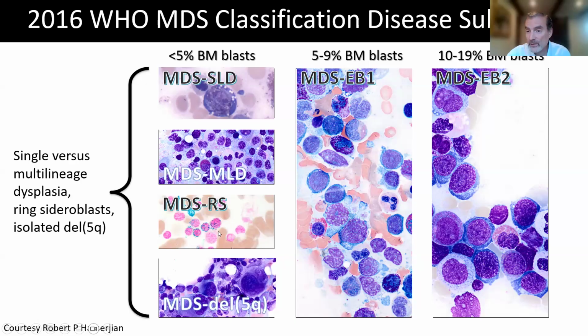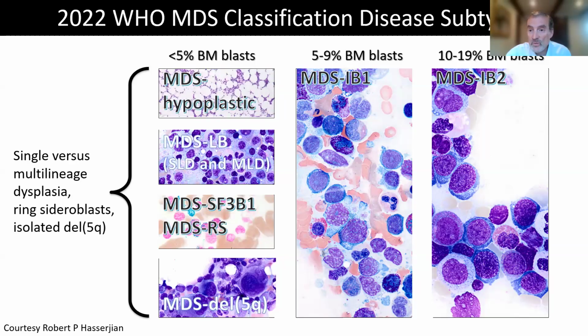Those are deposition of iron around the nucleus of the cells that indicates a very particular type of MDS. And then there was a type of MDS where they had deletions of chromosome 5, specifically the Q arm of chromosome 5. And these patients were important to identify because there was a therapy that was particularly effective in these patient populations. And as you can imagine, there are differences in risk associated with each of these different groups.